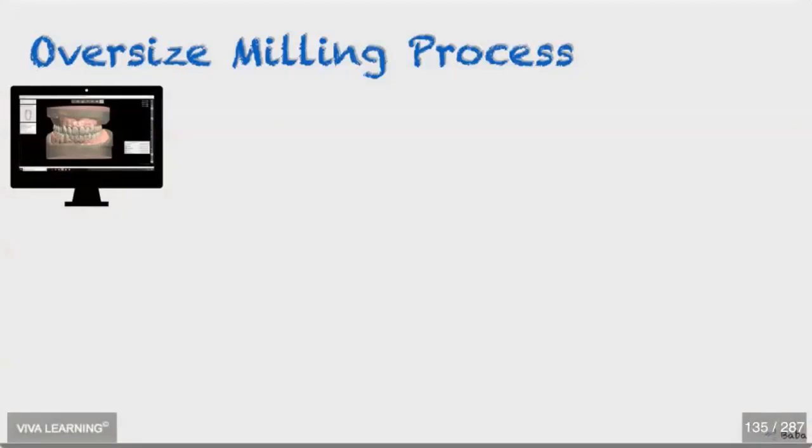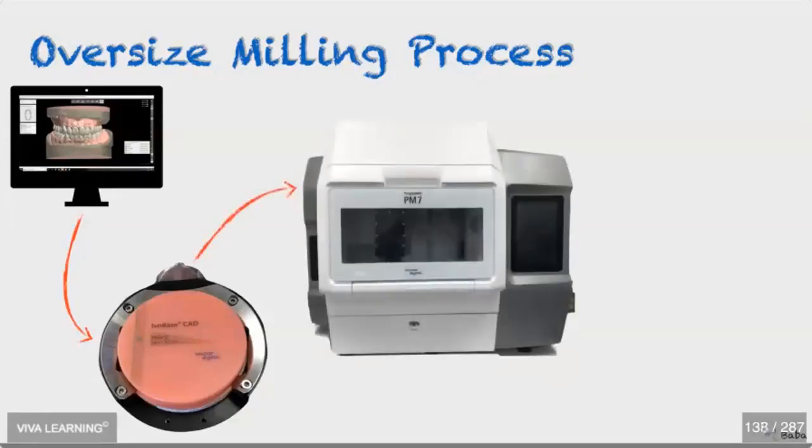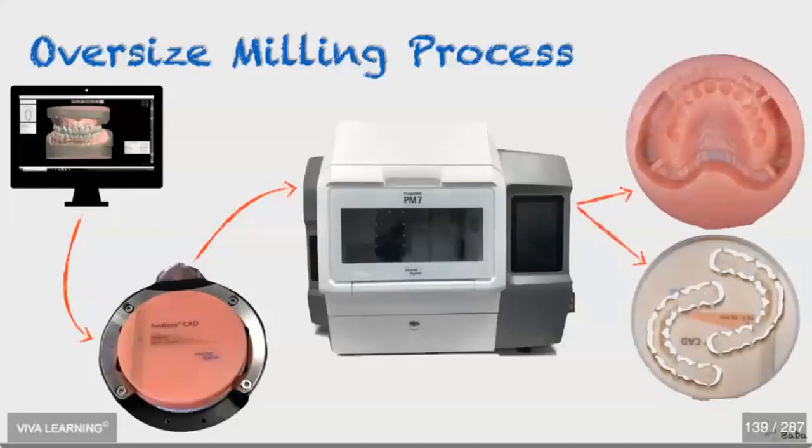So once you've approved the design, the shade of the base, and decided what type of shade of teeth and mold you want, what the lab technician is going to do is pick up the block for the base. It's going to put it in the machine, and they're going to do two things. They're going to overmill, if you can look here, the base and the teeth.